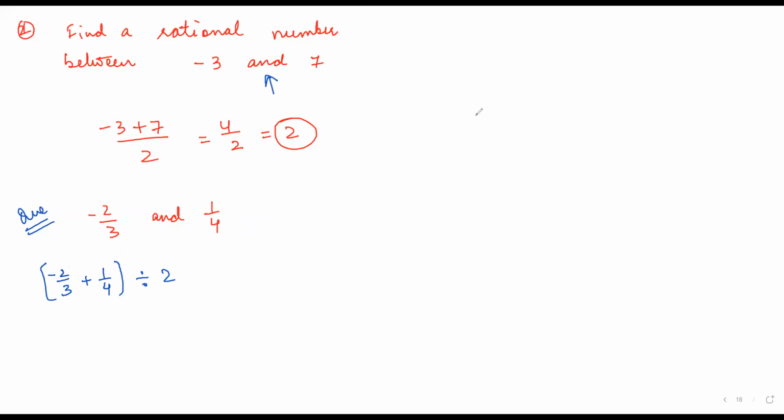Just let me show you one thing. For example, this is your number line. This is 0, this is 1, this is 2. I want to find a number between 1 and 2. If I do 1 plus 2 divided by 2, what will I get? 3 divided by 2. This will be 1.5. So you can see 1.5 is greater than 1, smaller than 2. So it will lie between 1 and 2. Understood? The same thing I'm doing here.